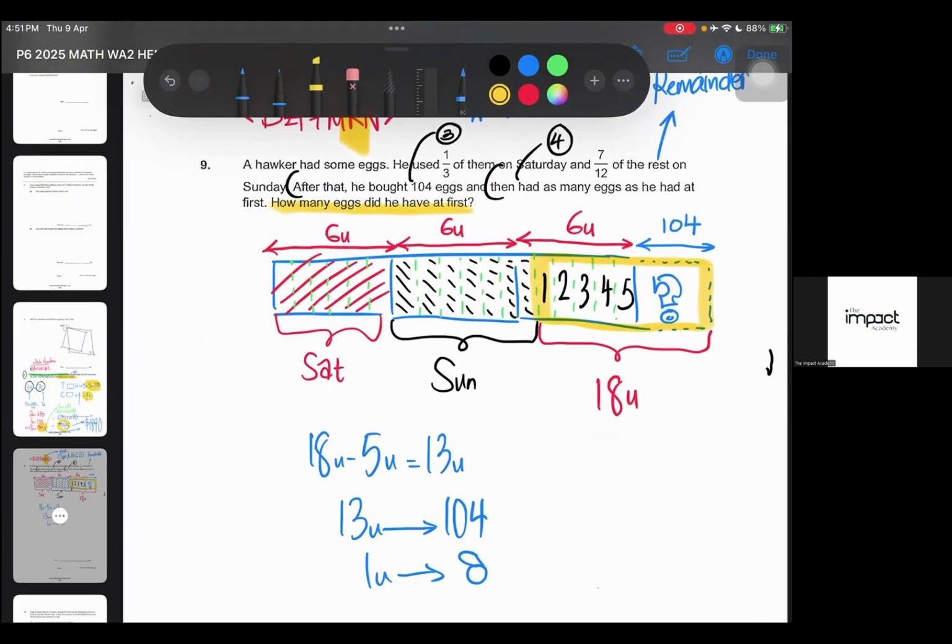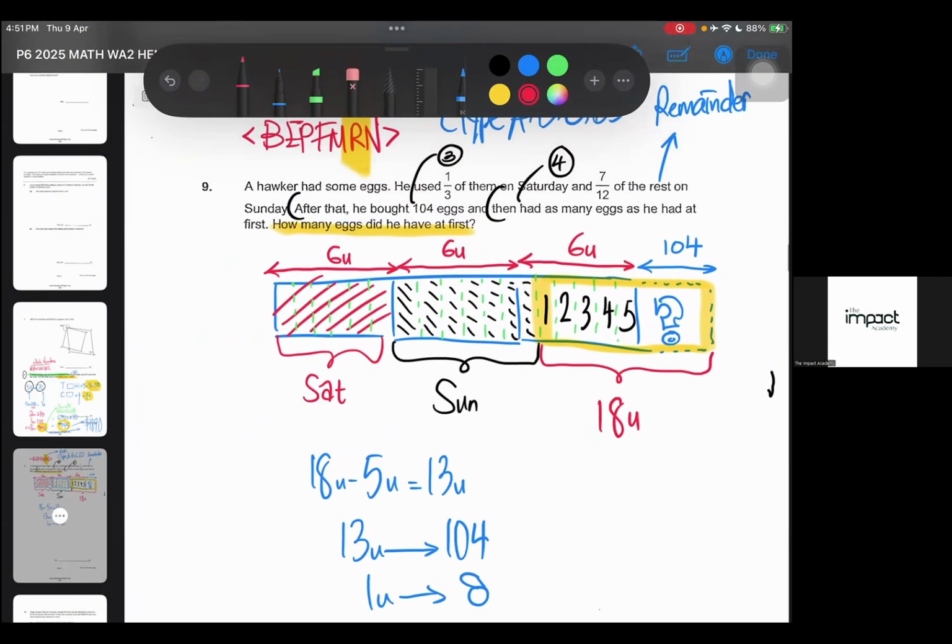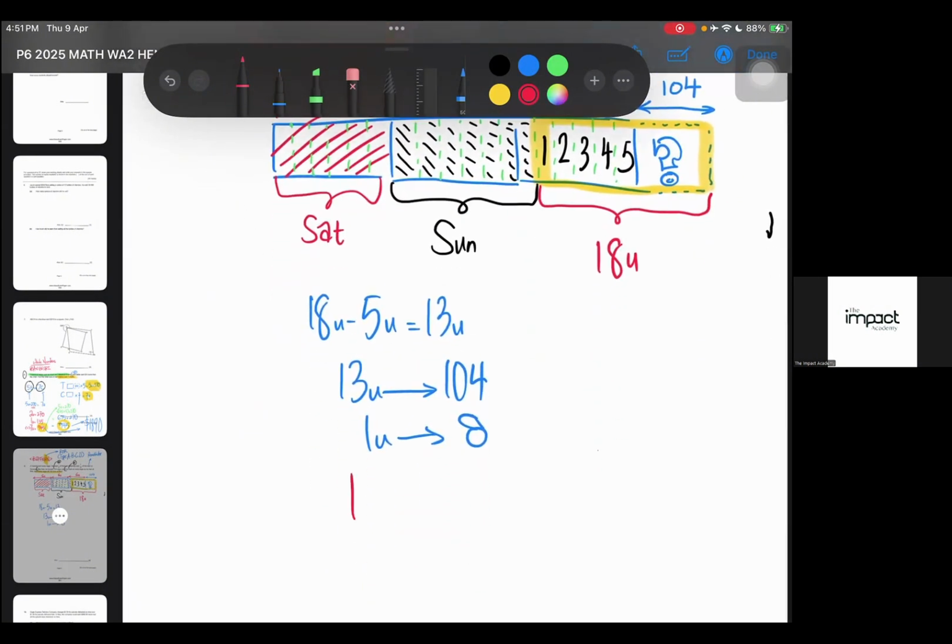Of course, once I have my Mr. Green Man, I'm going to read the question. How many eggs did he have? What did the question say? At first. What is at first? At first is how many units? Just now we have already established that to be how many units? You tell me. 18 units. Very good. Correct.